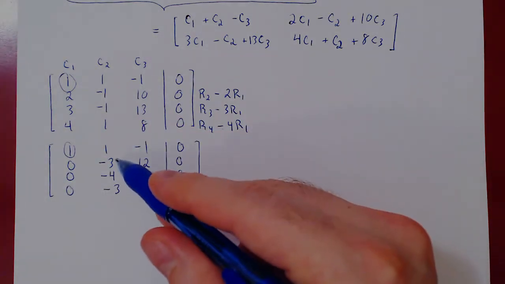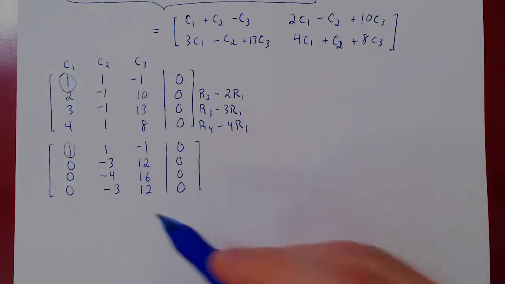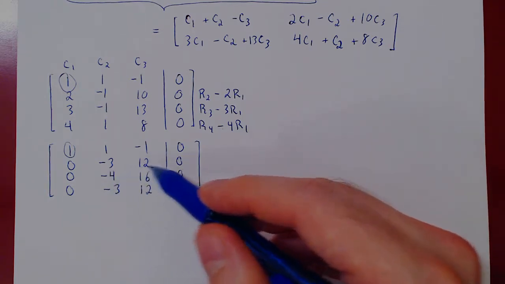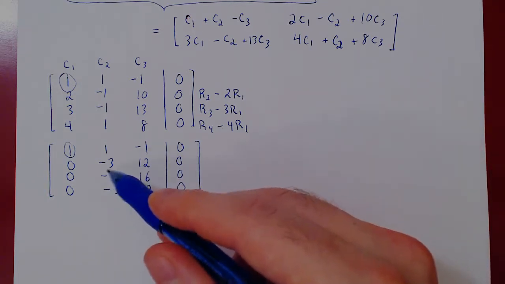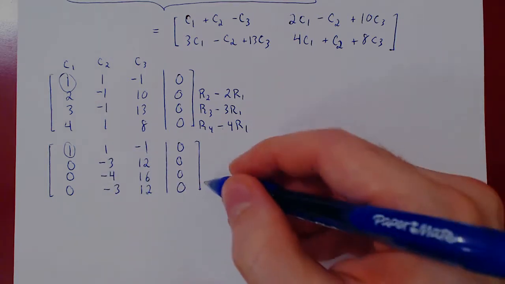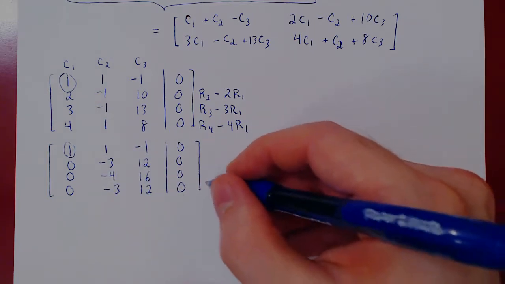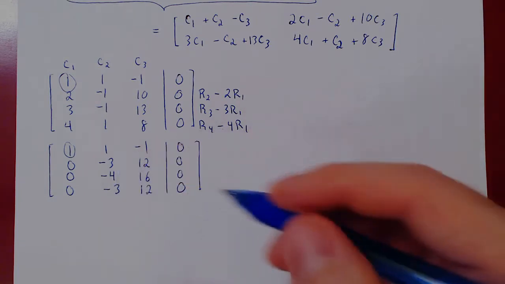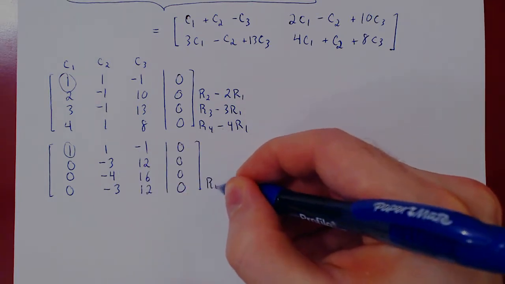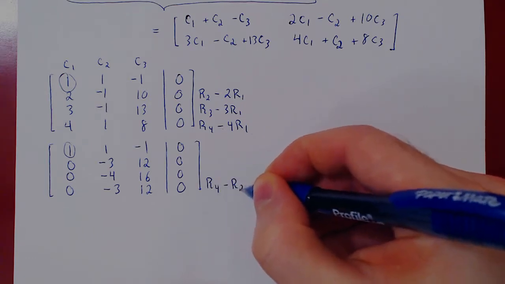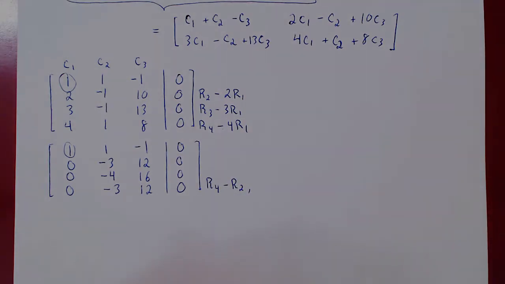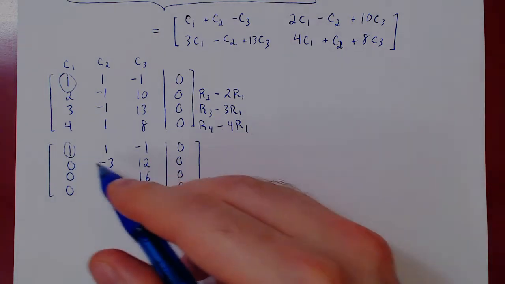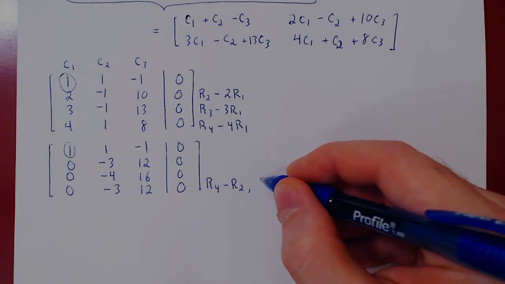Now we repeat. Here we'll tweak our solution a little bit. We won't get a leading 1 first. We'll kill row 4 and then turn this into a leading 1. So I'll abuse the notation a little bit here. I will do row 4 minus row 2. And now I'm abusing notation again. I will then multiply row 2 by negative 1/3.